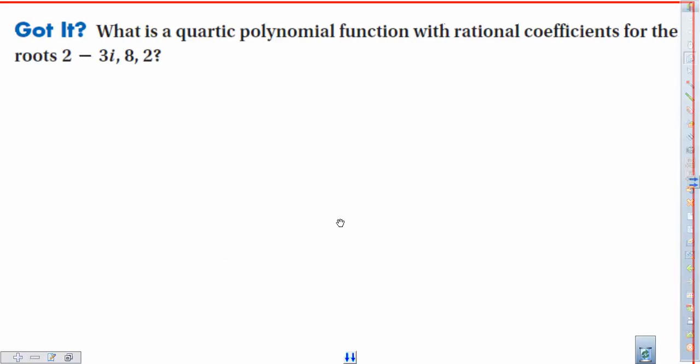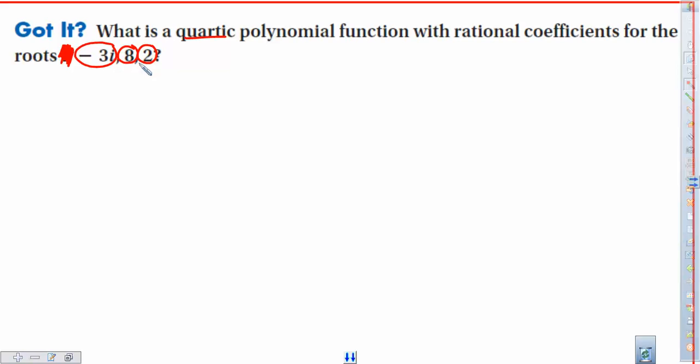So let's take a look and do this problem here. Now, I want you to make a correction to this note sheet. Honestly, if we had to deal with this root of 2 minus 3i, our heads would explode. So do me a favor. Grab your pencil and get rid of that 2. So now I have 3 roots here. There's negative 3i, there's the 8, and the 2. They want us to write a quartic polynomial with those.